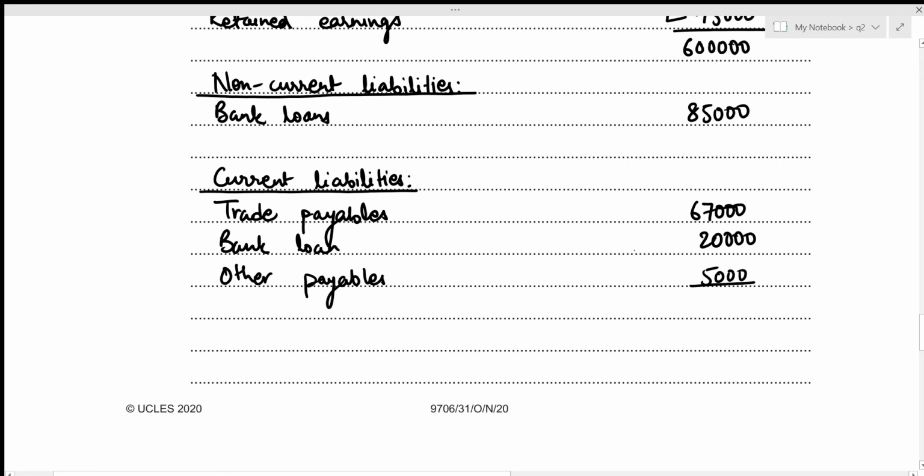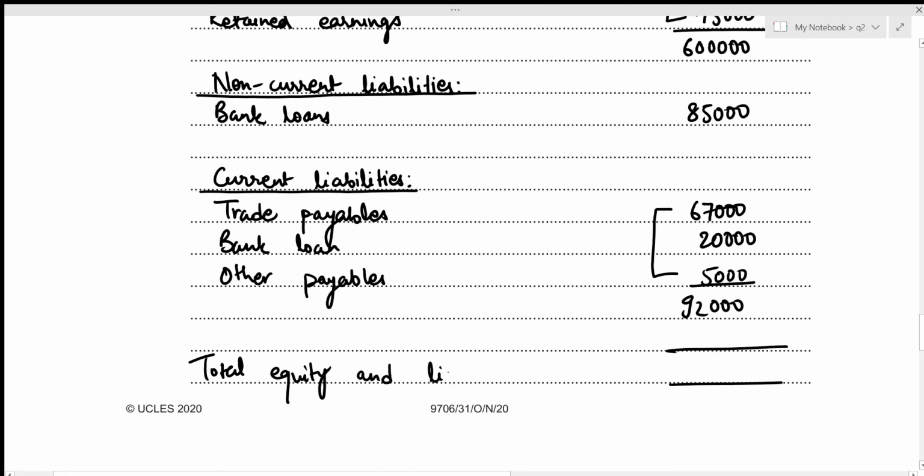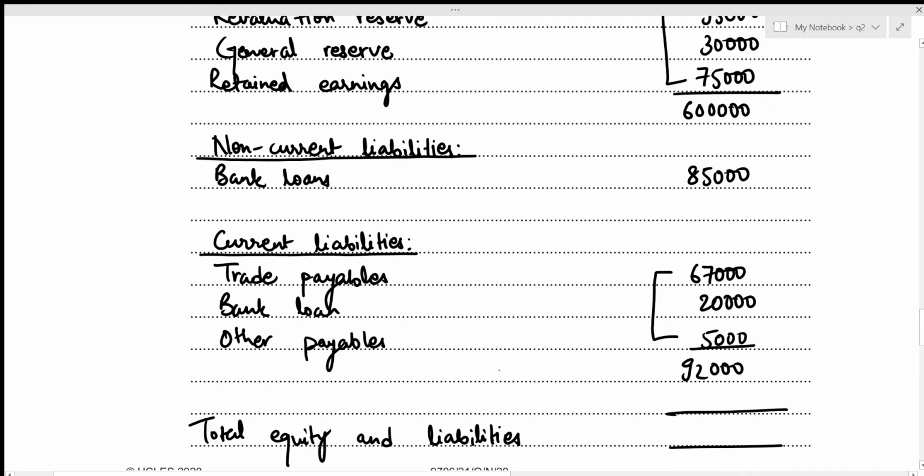Now we can easily figure out the total for our current liabilities. That's the sum of these three values, 67,000 plus 20,000 plus 5,000, which results in the value of 92,000. And now we can easily figure out our total equity and liabilities. That is just going to be the sum of our equity, non-current liabilities, and current liabilities. So that's going to be 600,000 plus 85,000 plus 92,000, which results in the value of 777,000.